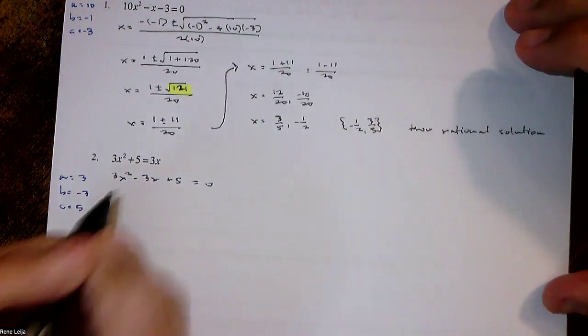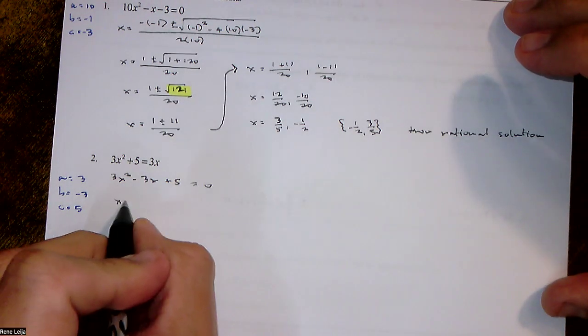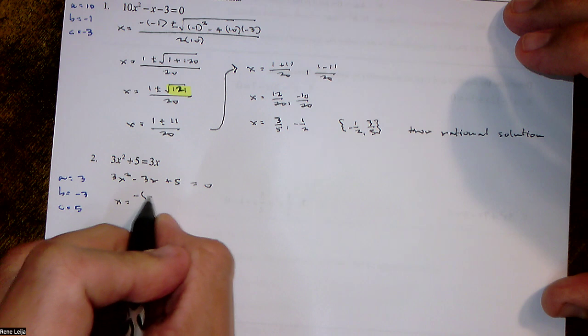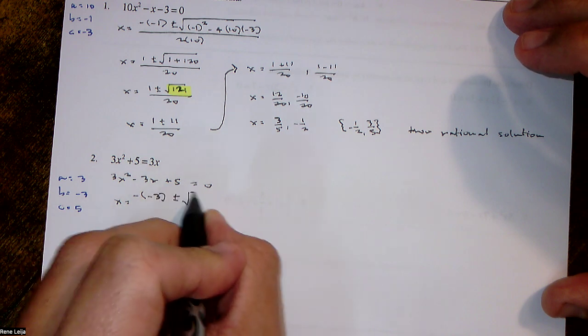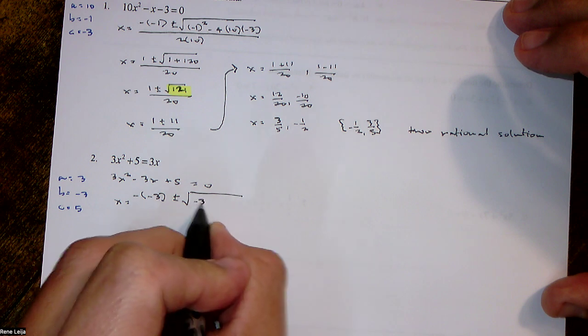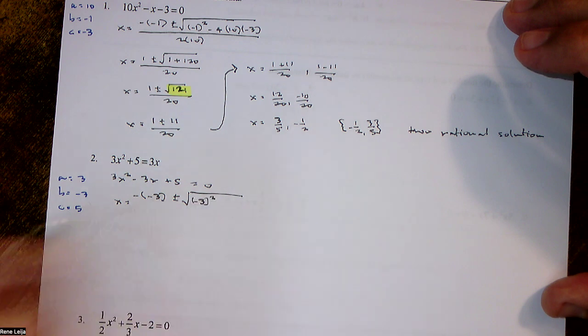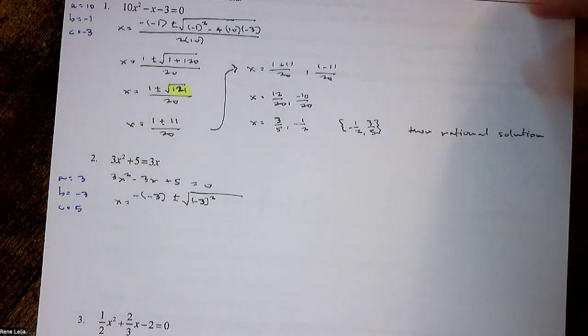All right, so here we go. So we're going to plug and chug. X equals minus a minus 3 plus or minus the square root of minus 3 quantity squared. So minus 3 in parentheses.